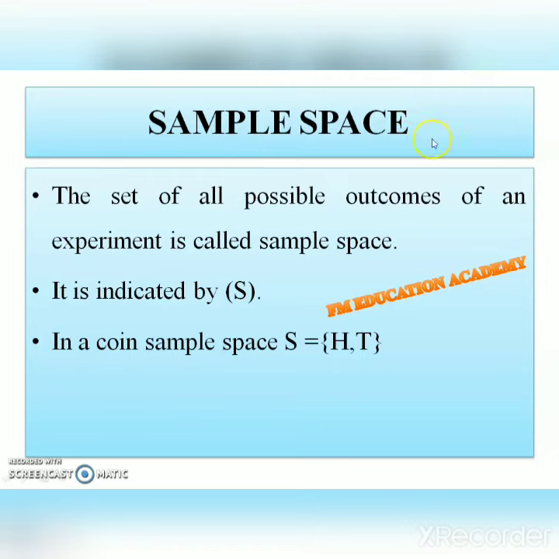Now what is sample space? The set of all possible outcomes of an experiment is called sample space. Sample space is indicated by S. For example, in a coin, the sample space S is equal to head H, comma, tail T. That is, I can either get head or I can get tail. That is, whatever possible outcomes are there, that is called sample space.